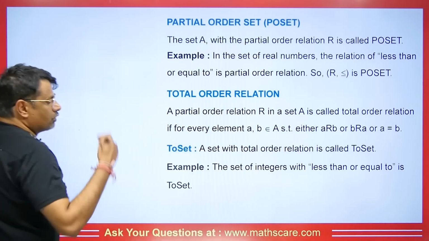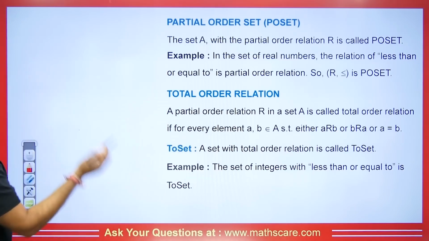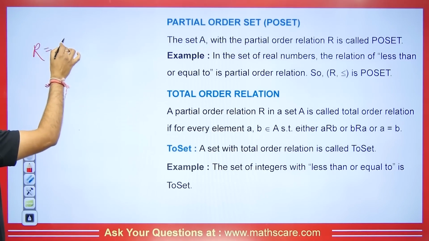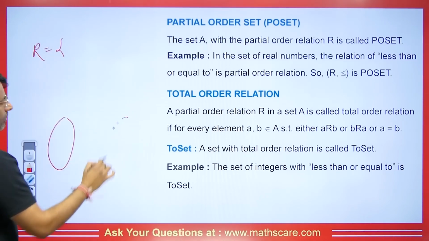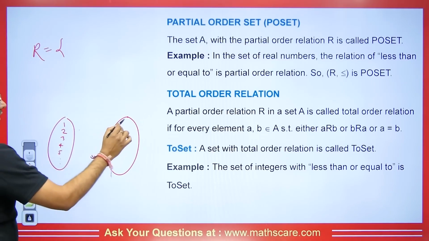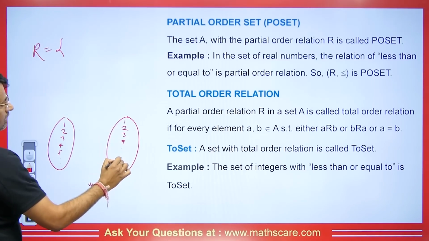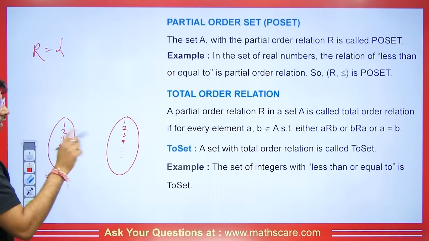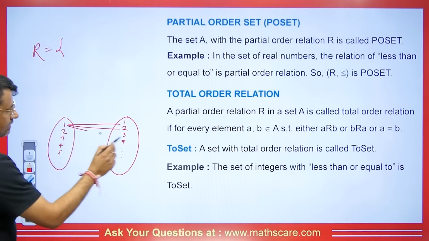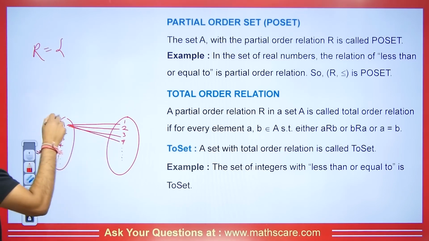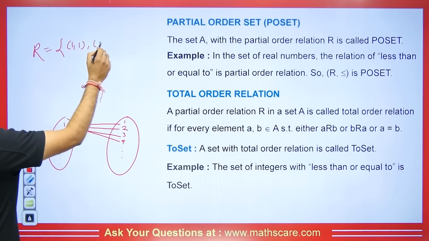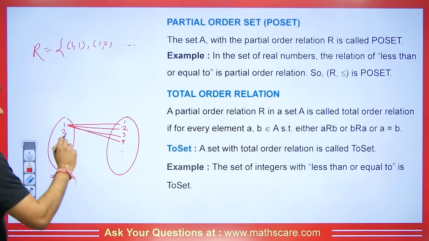Now let me give you an example for better understanding. If we talk about the set of integers, and I define its relation here, we know how it will be in the set of integers. If I write 1, 2, 3, 4, 5 and it will keep going on like this. So you see what is happening. 1 is less than or equal to 1. 1 is less than or equal to 2. 1 is less than or equal to 3. 1 is less than or equal to 4. Here we can write (1,1), then (1,2) and it will keep going on like this.